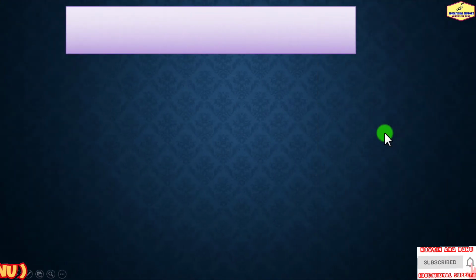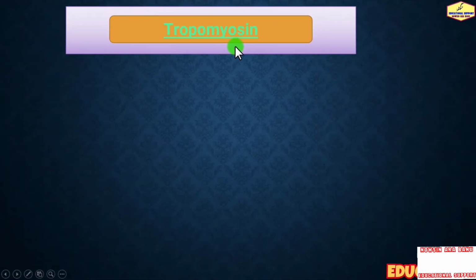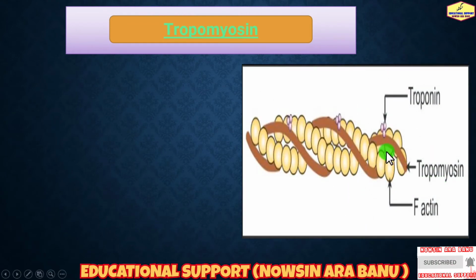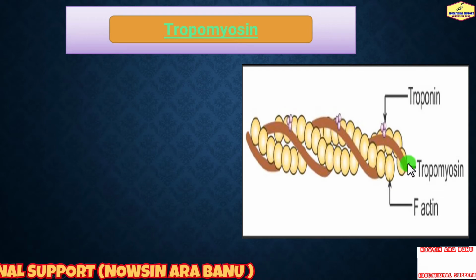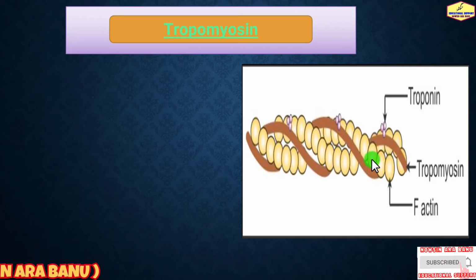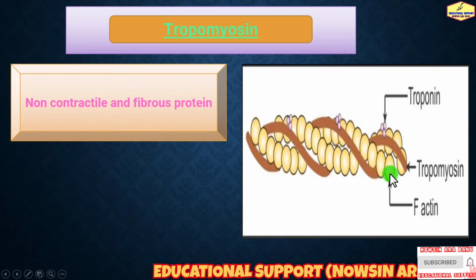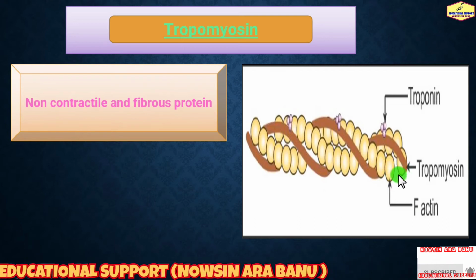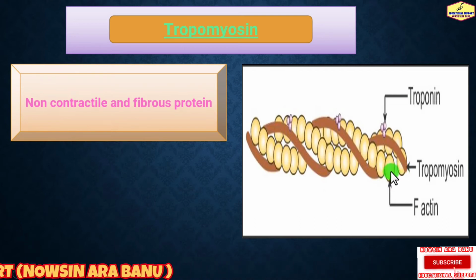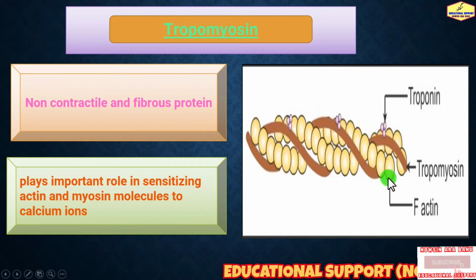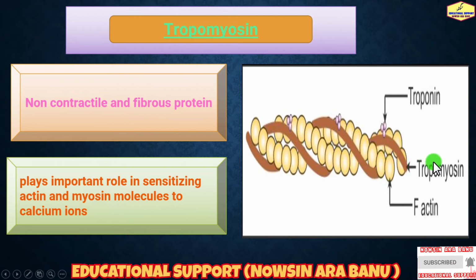Next, we are going to focus on tropomyosin. Tropomyosin is an elongated protein twined along the groove of the F-actin double helix. It plays an important role in sensitizing actin and myosin molecules to calcium ions, and this sensitivity is important in order to switch contraction on and off.